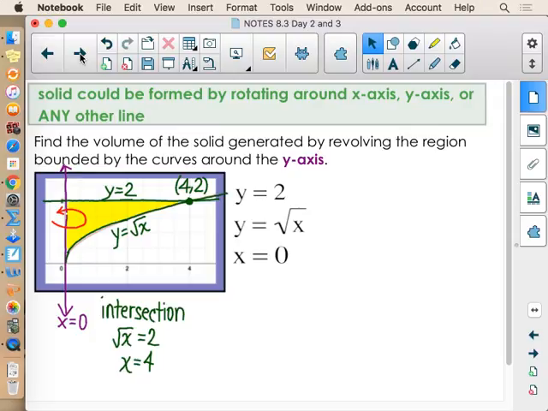Add in that you've got a line at y equals 2. Add in that you've got another line or curve at y equals square root of x. Find their intersection point, add that in. Label your rotation axis. So I've got my y-axis highlighted in purple and its equation, x equals 0. That's important for us to see the various equations that we have.